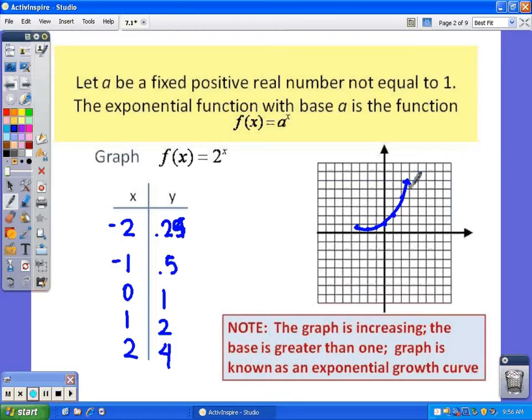And if you'll notice, on the left-hand side, we get very, very close to the x-axis. The right-hand side shoots straight up. It is increasing, and this is going to be the general shape anytime your base is bigger than 1.